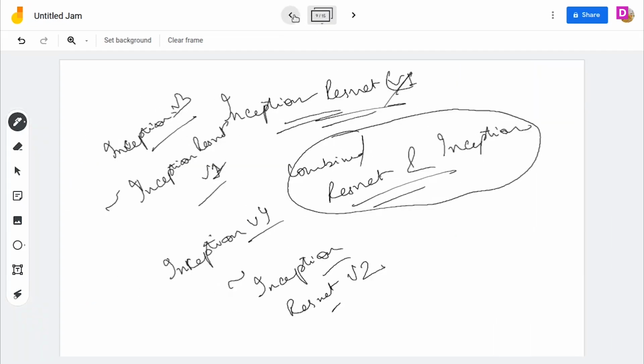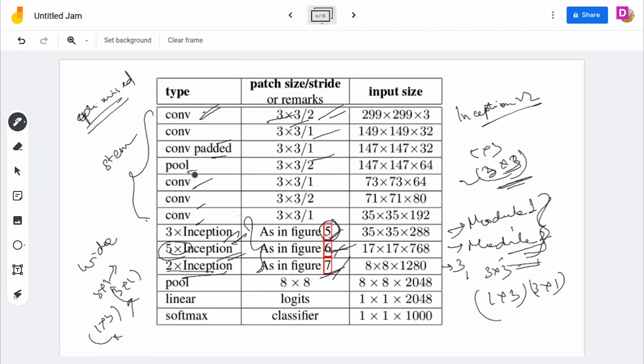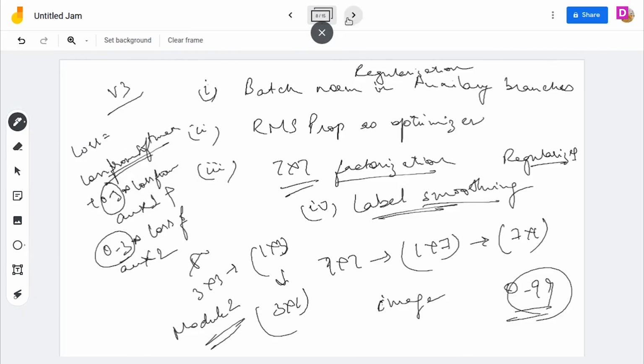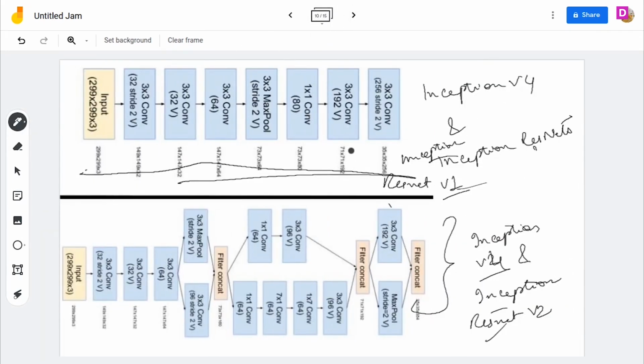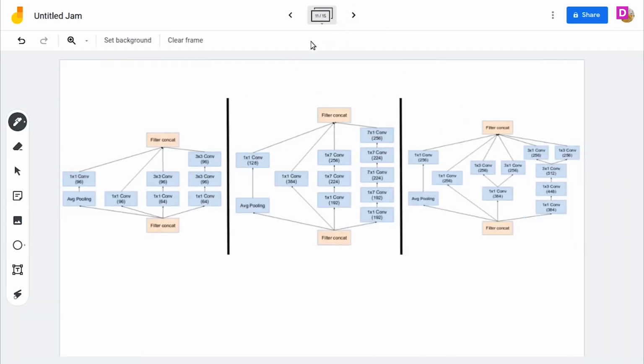The stem structure, if you remember, is the structure that was there before the Inception modules. So the changes that they have done is they have made some changes in the stem structure. These are now the modules. Now this time the modules have been named. So we have Inception module A, module B and module C. So this is module A, then you have module B, and finally you have module C.